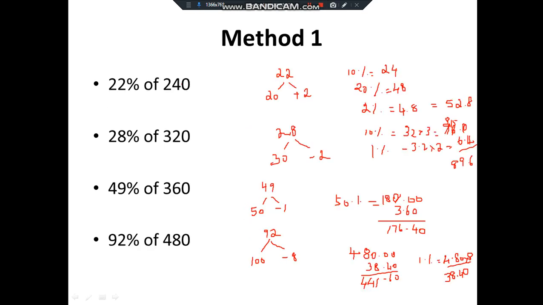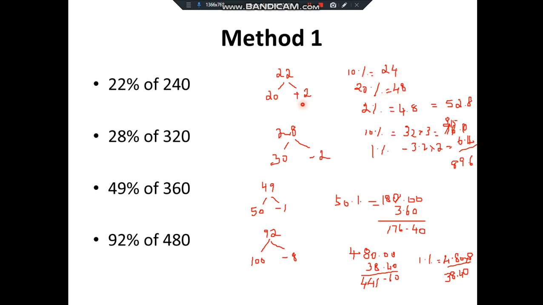Now we will go with the shortcut methods. Method 1: 22 percentage of 240. In the normal way, we will calculate 22 by 100 into 240. This is the normal method. Instead, we will use a shortcut. 22 can be split as 20 plus 2. We know 10 percentage of 240 is 24.0, which is 24. So 20 percentage of 240 is just double it: 24 into 2, which is 48.